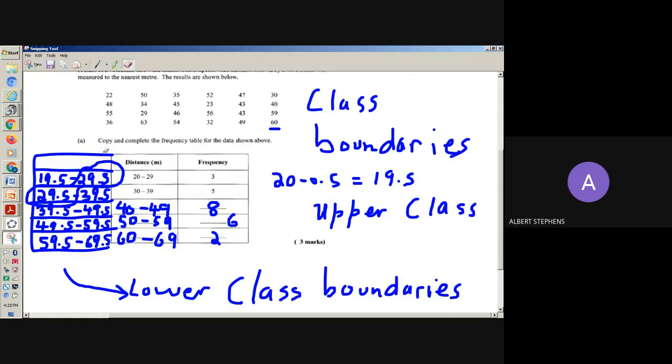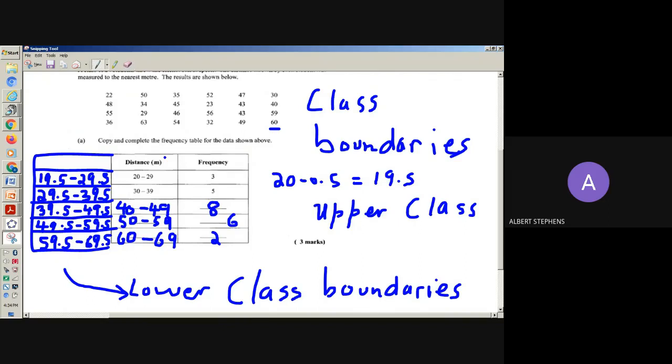So you notice, you're not going to get any gaps. You're not going to get any gaps. And then you have 39.5 and you have 39.5. So when you draw this histogram, you're going to get a smooth thing. So it should look something like this.